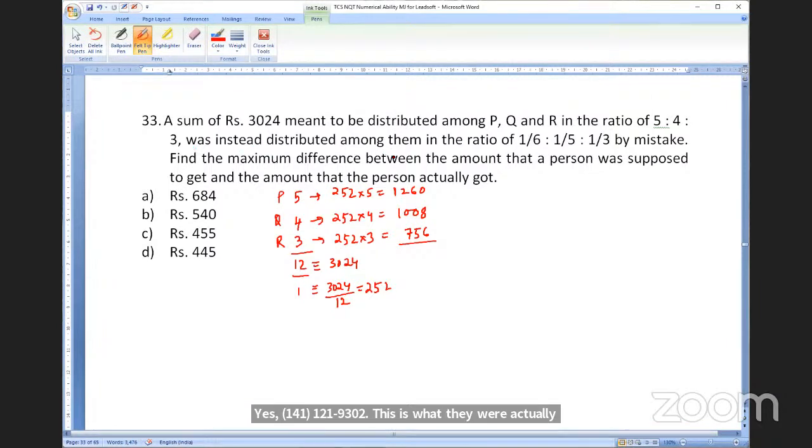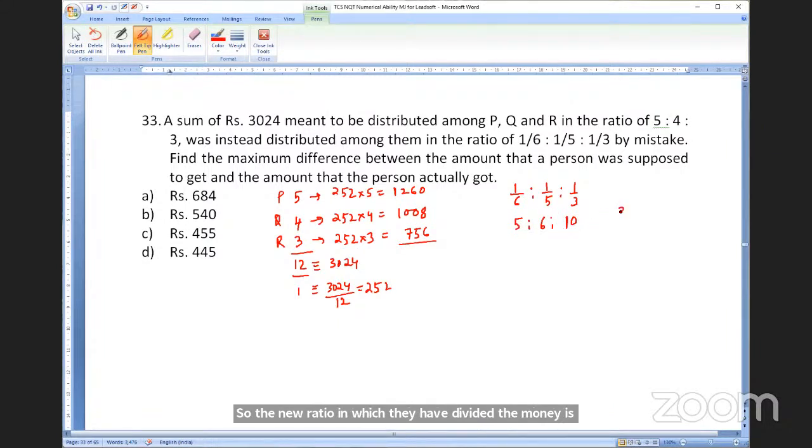But instead, it was distributed among them in the ratio of 1/6 is to 1/5 is to 1/3 by mistake. So first of all, let's convert this into proper numeric ratios by multiplying by 30. 30 by 6 is 5. 30 by 5 is 6. 30 by 3 is 10. So the new ratio in which they have divided the money is actually 5:6:10.